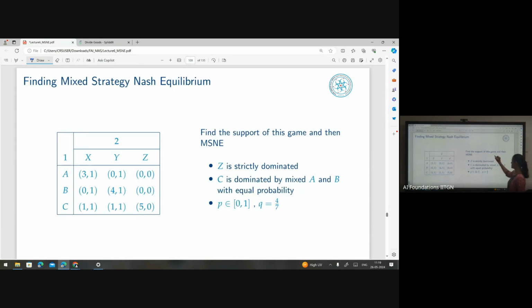So for any mixed strategy Nash equilibrium, the support of agent 1 would be A and B, and the support of agent 2 would be C. Now that you have fixed it, you'll find P. P is essentially any value from 0 to 1, because the second player is getting 1s everywhere, so it doesn't matter what the other player does. But Q has to be 4 by 7, so that player 1 randomizes.